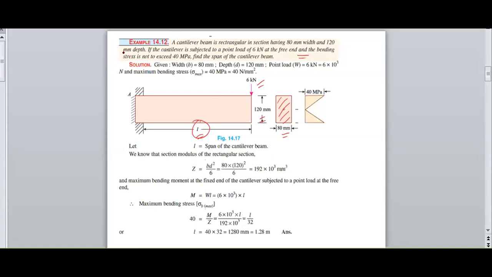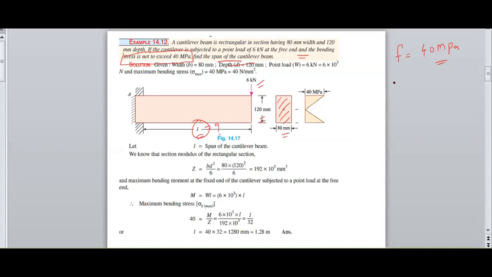and the maximum bending stress in the beam is 40 megapascal. He has given the f value directly. We need to find out the length of the cantilever beam.